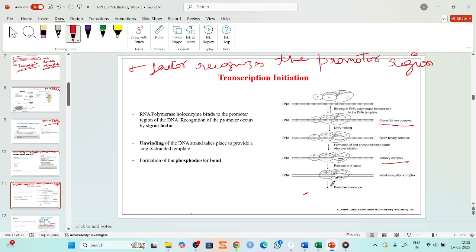So in elongation, you have the enzyme, but that is a core enzyme. That is not a holoenzyme. Why? Because sigma factor is released then. Sigma factor is not needed. So transcription initiation is essentially up till the formation of this phosphodiester bond. Once this phosphodiester bond is formed, your transcription initiation is also completed and your next process, which is transcription elongation, starts.